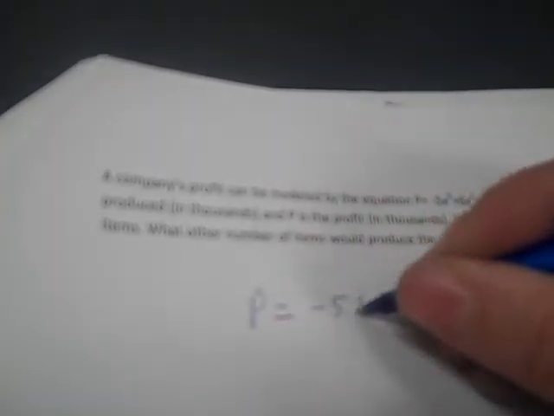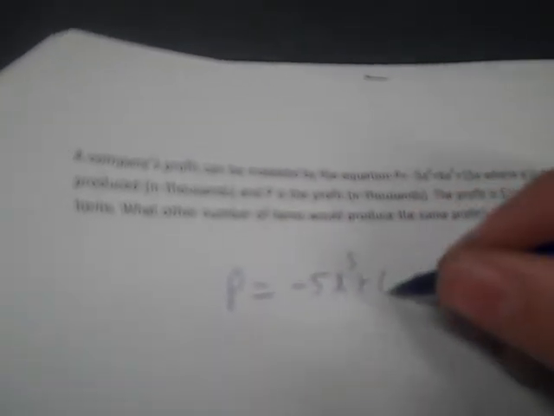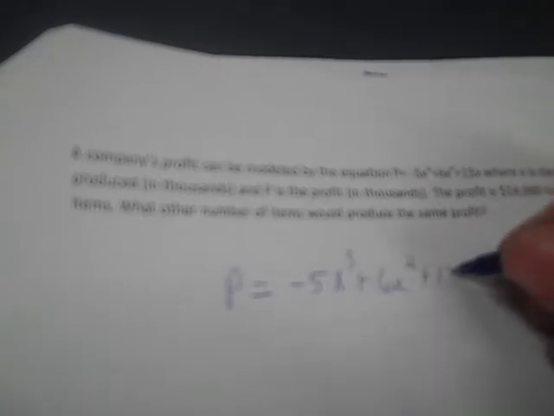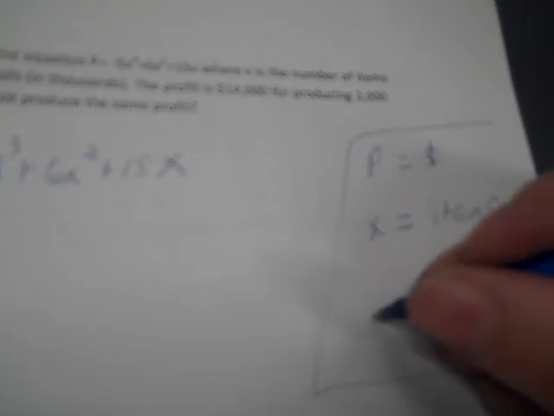So my equation is P equals negative 5x to the third power plus 6x to the second power plus 15x. Okay, so my variables are P and x. P's profit, that's money, and x is whatever product. It doesn't say the product, so we're just going to put items. Now, do I have a money quantity? I do. I have 14,000, but we're just going to use 14 for P. So P is 14. x is items.